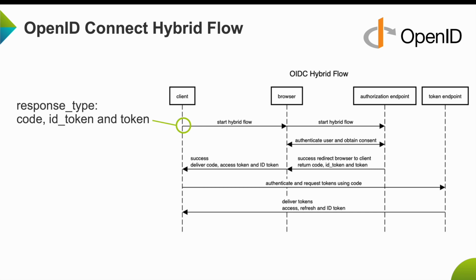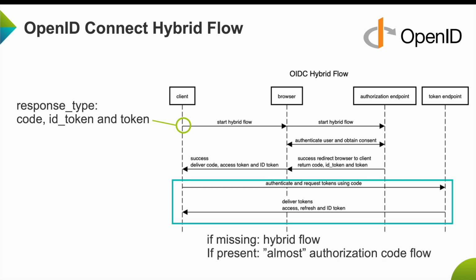You can provide an ID token and/or a token, which will force the authorization endpoint to return an ID token or an access token or both, depending on what the client requests. The lower part of the flow down here, if it's missing, means you're only using the hybrid part of the hybrid flow. If it's present, then it's almost an authorization code flow. Of course, the difference is that the authorization endpoint will return tokens, which the authorization code flow would never do.